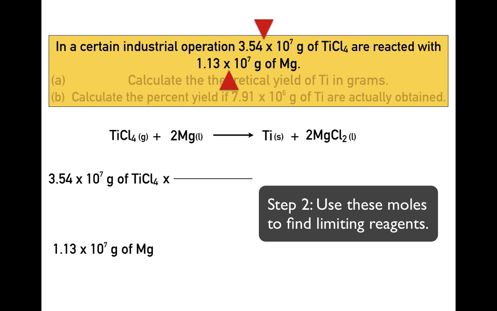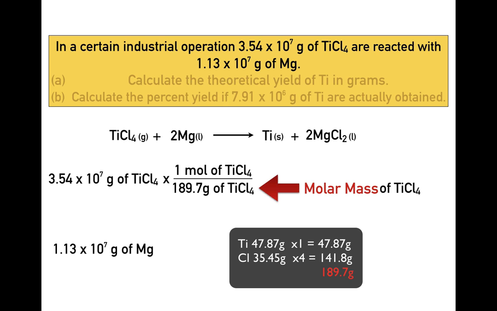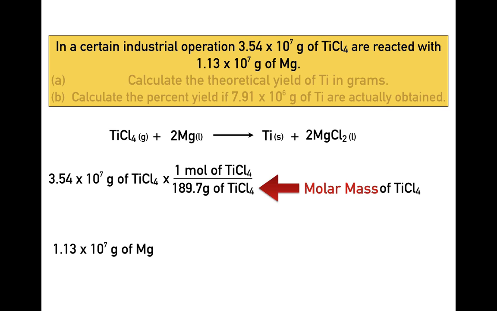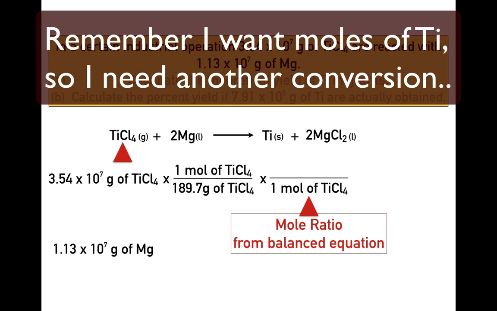I'm first going to convert titanium chloride into moles of titanium chloride. To do that, I need to find the molar mass of titanium chloride, which I have right here. If you don't remember how to get molar mass, I do have a video that discusses that, so feel free to watch that. You'll notice here that I have grams of titanium chloride, and that unit will be canceled out by my molar mass of titanium chloride, which gives me moles of titanium chloride. So now I have a unit that I want: moles of titanium chloride.